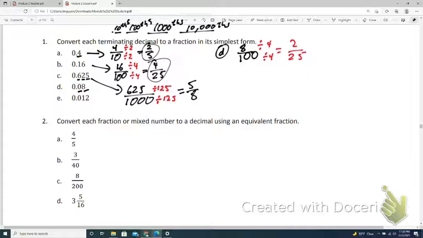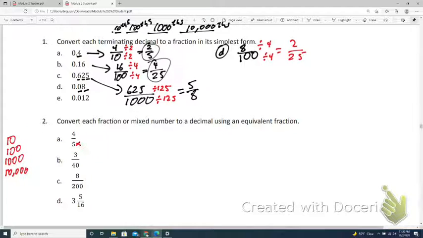For number 2, just convert each fraction or mixed number to a decimal using an equivalent fraction. So thinking about the video from yesterday on how we turn a fraction into a decimal. The easy way, the shortcut that it might not always work, but it works a lot of times, is you see if you could try to make your denominator look like this. It could either look like a 10, 100, 1,000, or even 10,000.